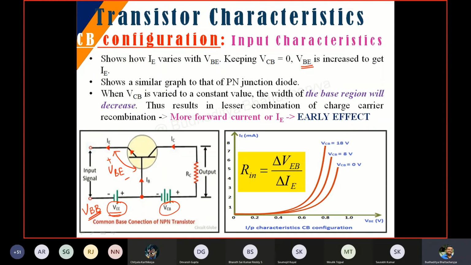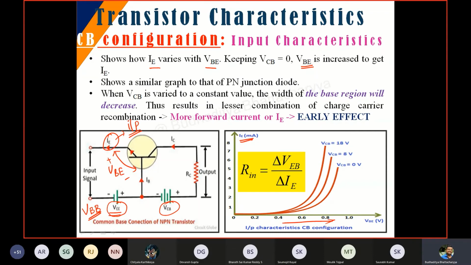So now the output, the input characteristics. What does input characteristics mean? Remember, in case of CV configuration, my input was IE. So this is my input. If the characteristic is with respect to IE, then we are looking at input characteristics. That is, what is the maximum limit of IE that can be provided for CV configuration, given that we are increasing the VBE on the x-axis. This shows how IE varies with VBE.